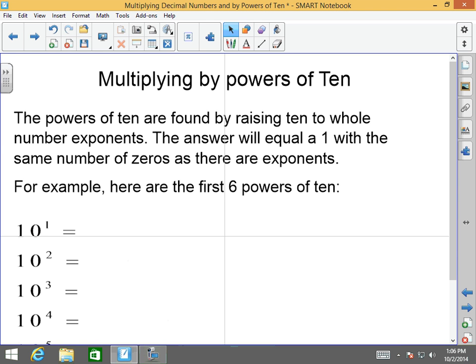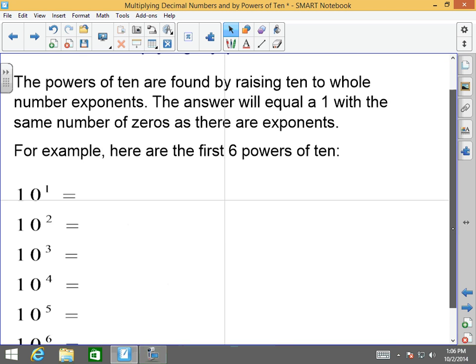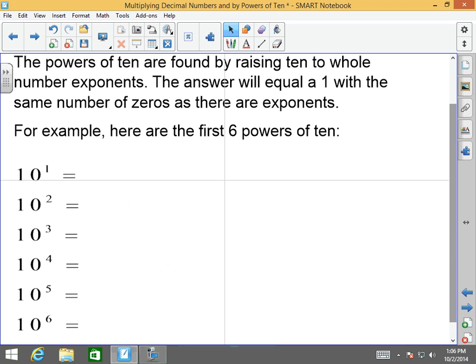The powers of 10 are found by raising 10 to whole number exponents, okay? You're raising 10 to different powers, to different exponents that are whole numbers. The answer will equal a 1 with the same number of zeros as there are exponents. For example, here are the first 6 powers of 10. I have 10 to the first power. So I'm going to have a 1 and 1 zero. Why am I going to have 1 zero? Because there's an exponent of 1. So this is going to equal 10.